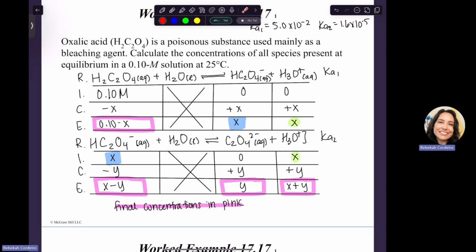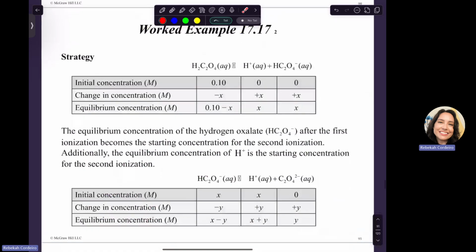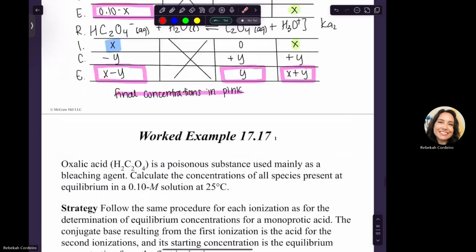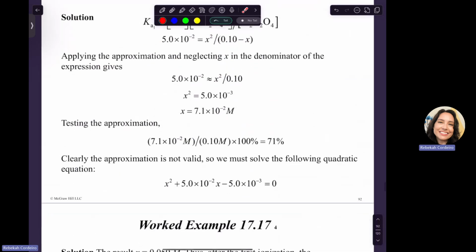If you want to give it a try, the answers and the work are all listed out here. They cut out the water, so they don't have hydronium, but they do have just hydrogen ion. So see how it kind of cuts you some time to leave the water out. And then they kind of set this up the same way here. And then they work it out.